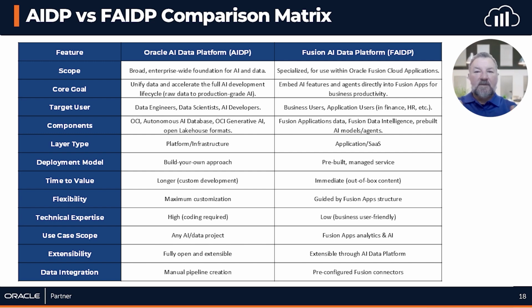There's a lot of flexibility with the AI Data Platform. You've got maximum ability to customize and create your own, versus with Fusion AI Data Platform, you can't touch any of the pre-built structured data, but you can extend it, as long as you work within the framework. Then you can bring external data into that and make it more purposeful across your enterprise, not only for Fusion applications, but for other data sets.